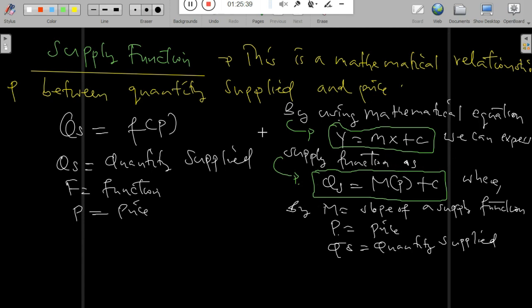So by using the mathematical equation, we express the supply function as QS equals MP plus C, where QS is the quantity supplied, M is the slope of the supply function, P the price, and C the constant.